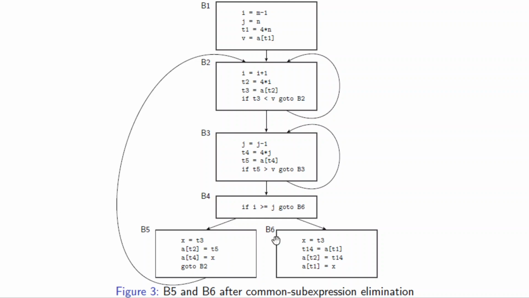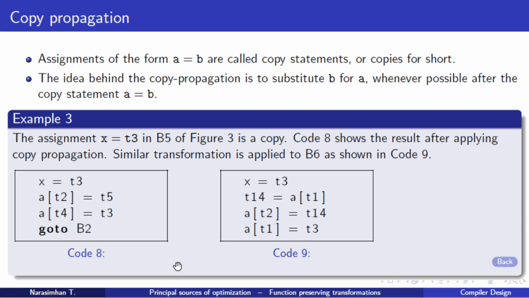Similarly, in block B6 also you have a copy statement x equal to t3, and hence this statement A of t1 equal to x can be written as A of t1 equal to t3. This shows the copy propagation applied to the block B5, and this shows the result of applying copy propagation to block B6.